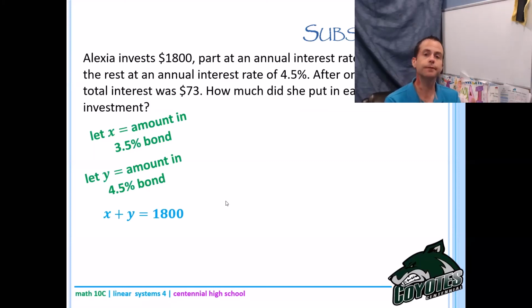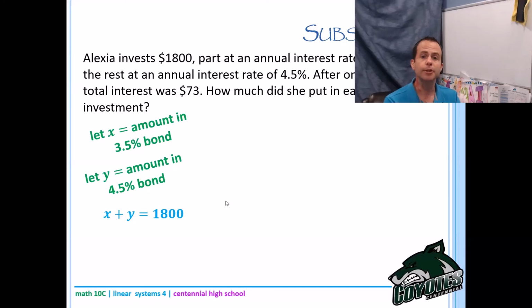Now, in order to figure out how much money I earn on interest, I have to take the amount I invest and multiply by the interest rate as a decimal. Okay, you never use percentages in that. So 3.5%, for instance, as a decimal would be 0.035. I take my percentage and I divide by 100.